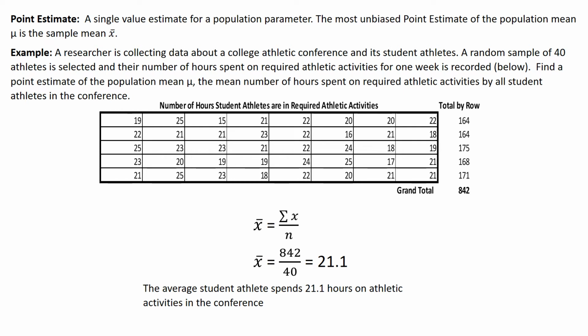So this is basically a list of 40 different athletes and how many hours a week they spend on athletic activities, whether it be actually practicing or lifting weights or going to training, what have you. My point estimate is basically I add up all these hours and divide by 40: 842 hours total divided by 40, and I get 21.1 hours on average among this group of 40 athletes.